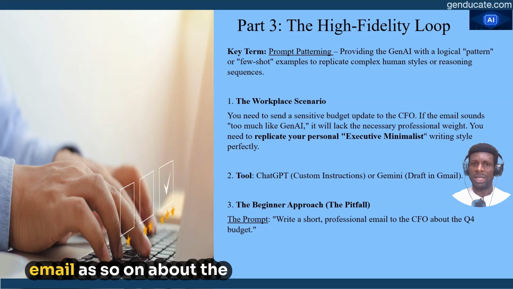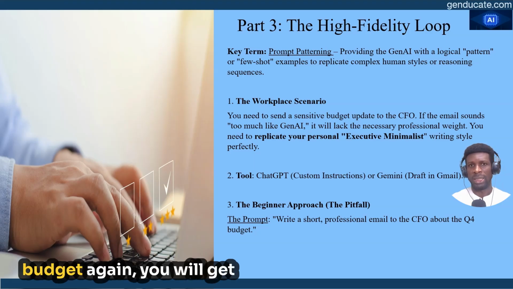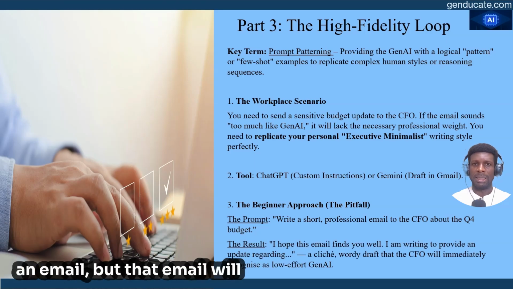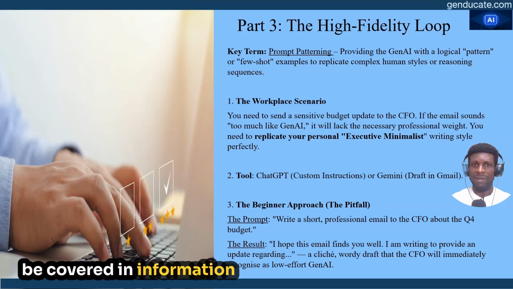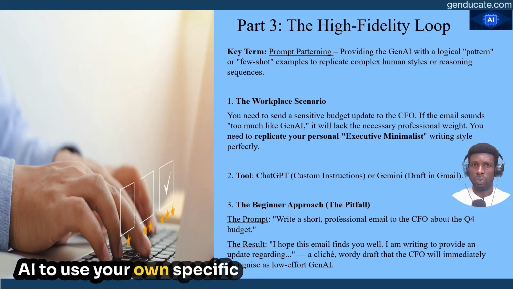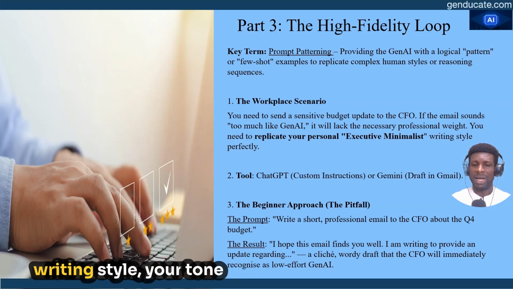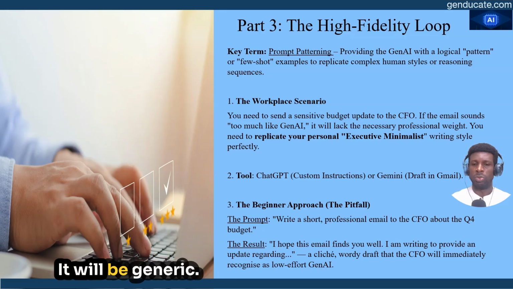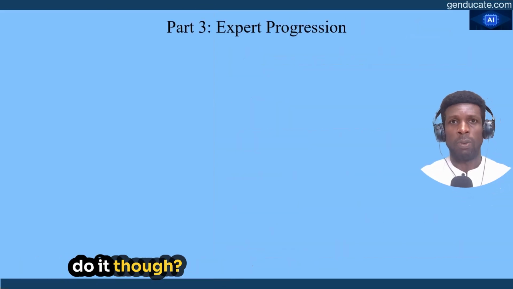Write a short professional email and so on about the budget. Again, you will get an email, but that email would be covered in information that you don't need, and it would be general because you haven't asked generative AI to use your own specific writing style, your tone, and those characteristics of your writing style. It will be generic. You see, this is how not to do it. But how do you do it though?